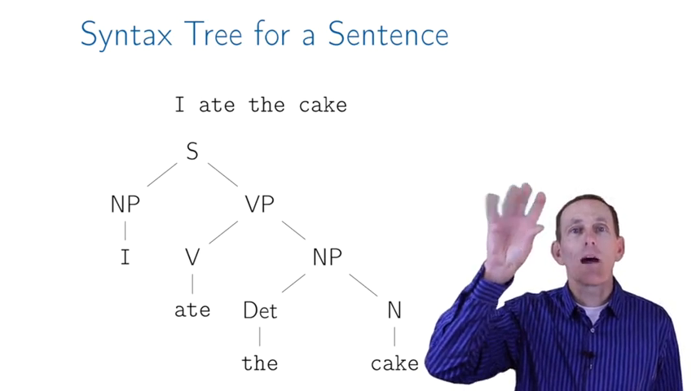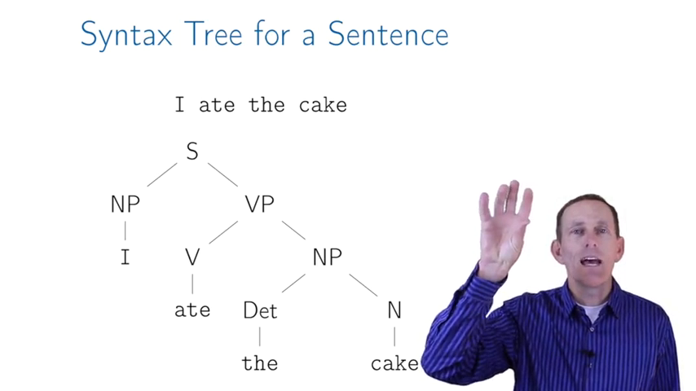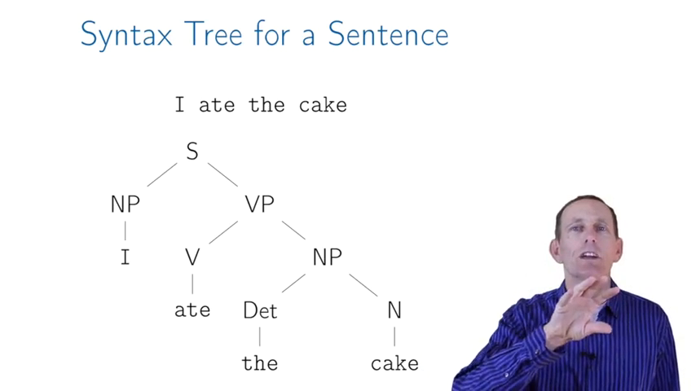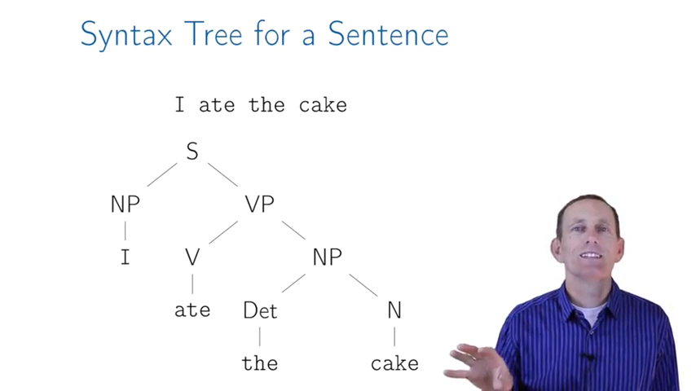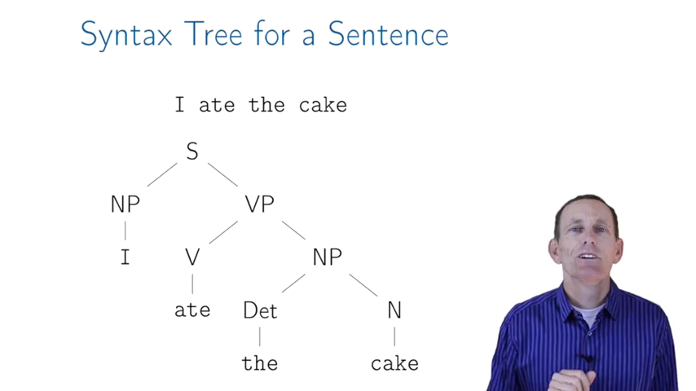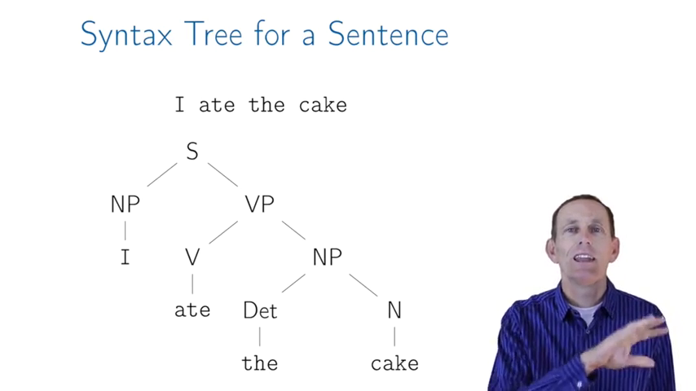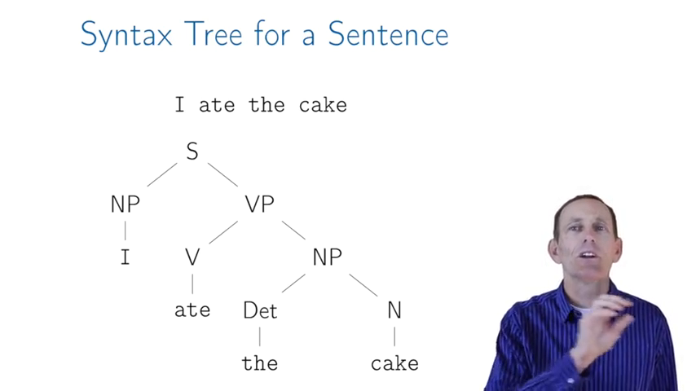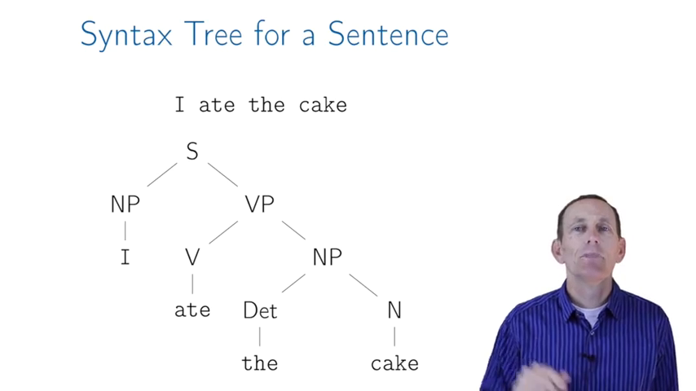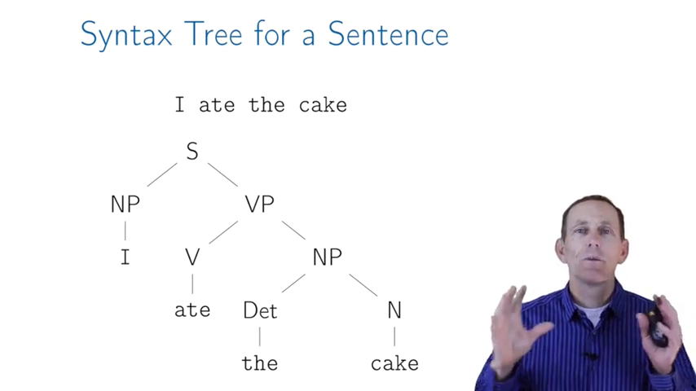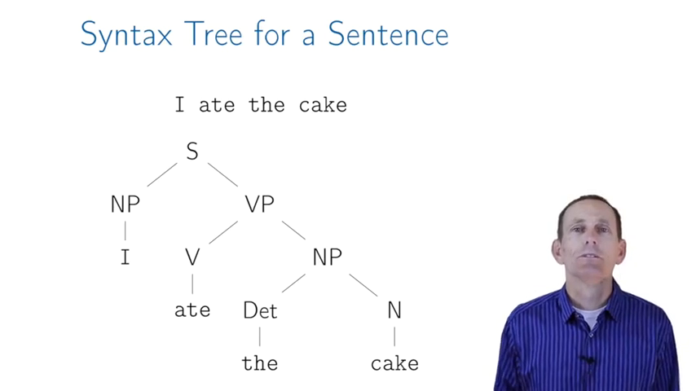So we have at the top of the tree the S for sentence, and then children a noun phrase and a verb phrase. The child of the noun phrase is the word I from the sentence, and the child of the verb phrase is a verb and a noun phrase, where the verb is ate and the noun phrase is a determiner and a noun, the and cake. So along the bottom of the tree, we have the words from the sentence, I ate the cake, and the rest of the tree reflects the structure of that sentence.